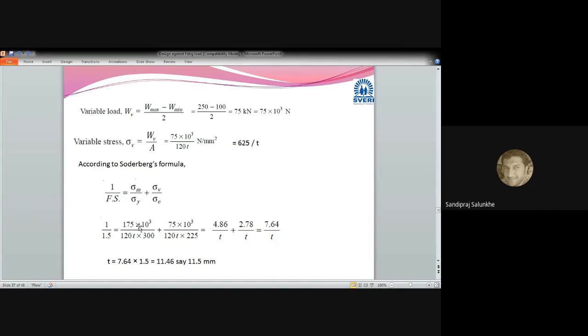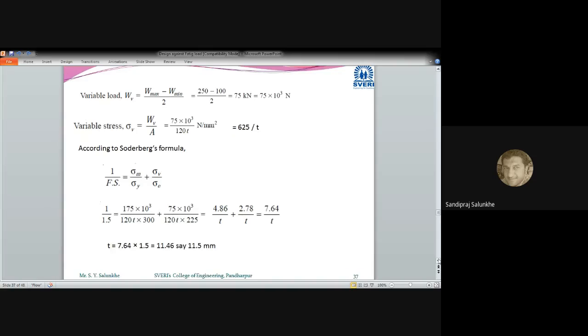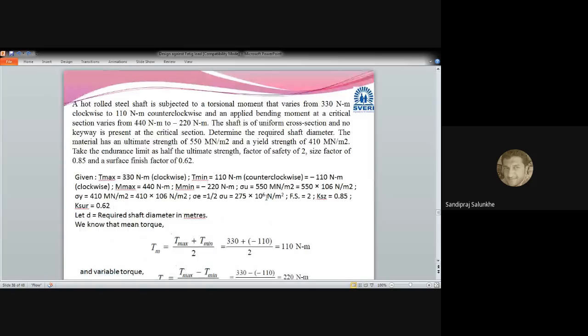So be ready with pen and paper and calculator. Okay. So next what we are going to see is one more problem, which is somewhat different. Here, as in the previous case, we were considering bending stress, that is only one type of stress, either bending or principal stress, tensile or compressive. Now here we will consider the torsional or shear stress.